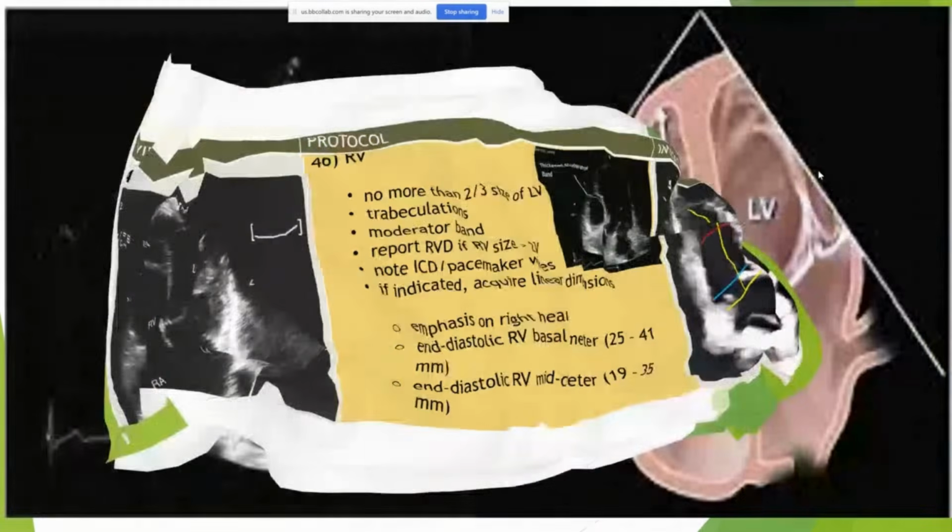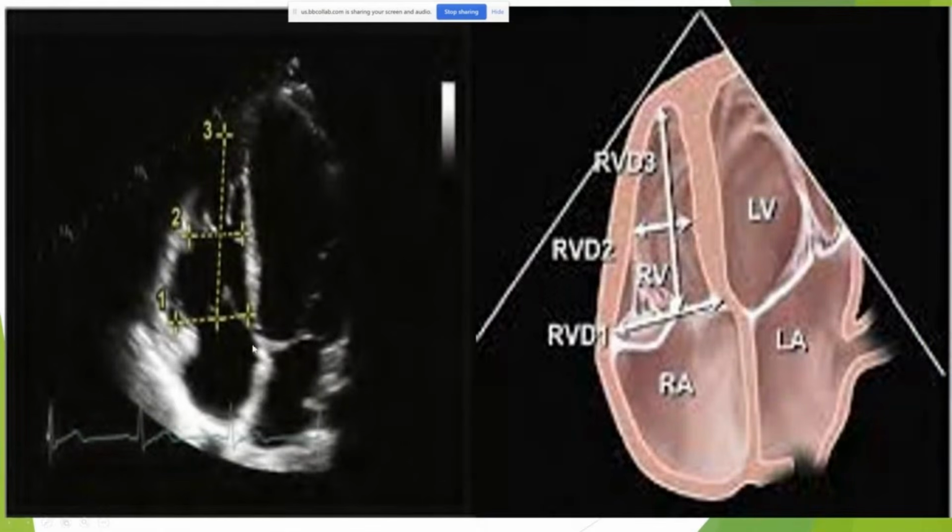So in echo, your machine, these are the big ones right here. This basal measurement right here should be less than 4.1 centimeters. According to your book, it's 25 to 41 millimeters or 2.5 to 4.1 centimeters. Don't worry about that 2.5. Just always know the cutoff numbers. What should it be less than in order for it to be normal? So this will be less than 4.1 or 41 millimeters. This should be less than 35 millimeters or 3.5 centimeters. I remember it better in centimeters because the numbers are smaller, so that works better for me.